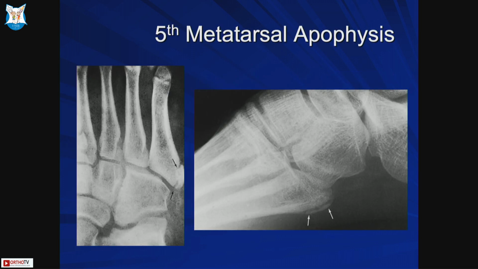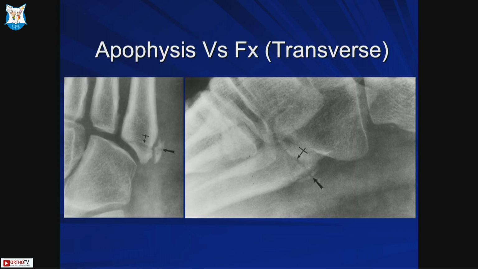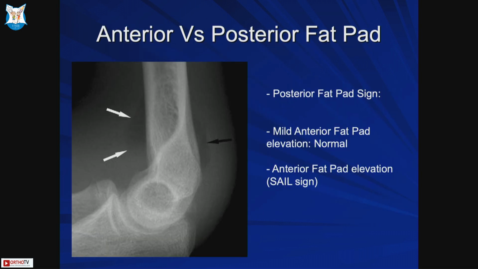When it comes to fifth metatarsal apophysis, if the line is longitudinal or along the lines of the fifth metatarsal, then that's a normal apophysis, it's not a fracture. Typically, when you have a fracture, it would be a transverse fracture, where the fracture line would be transverse or perpendicular to the fifth metatarsal. If it's along the line, it's usually a normal apophysis.